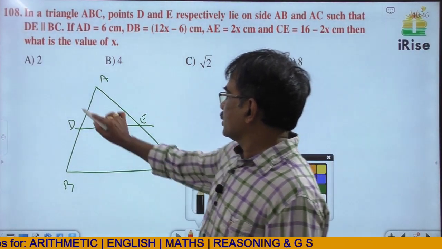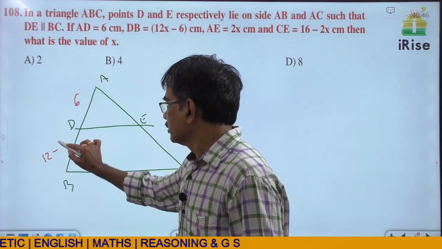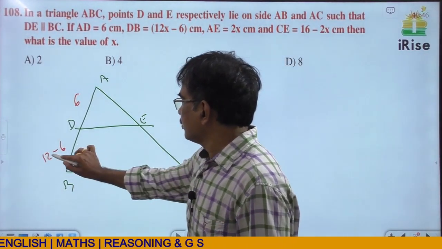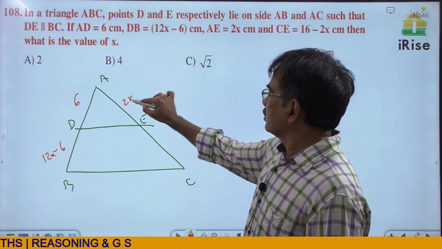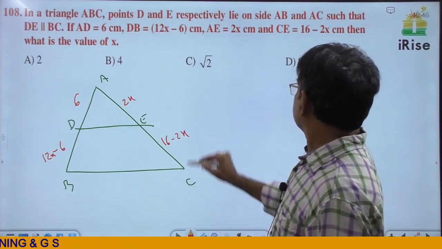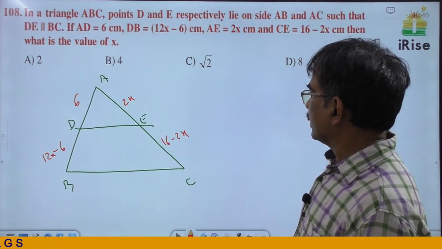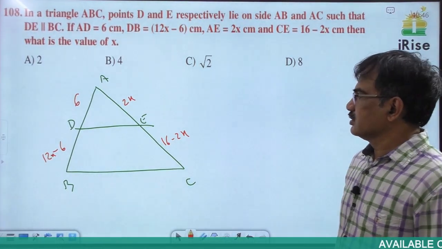AD is equal to 6. DB is 12x minus 6. AE is 2x. EC is 16 minus 2x. Then what is the value of x? What is the value of x?